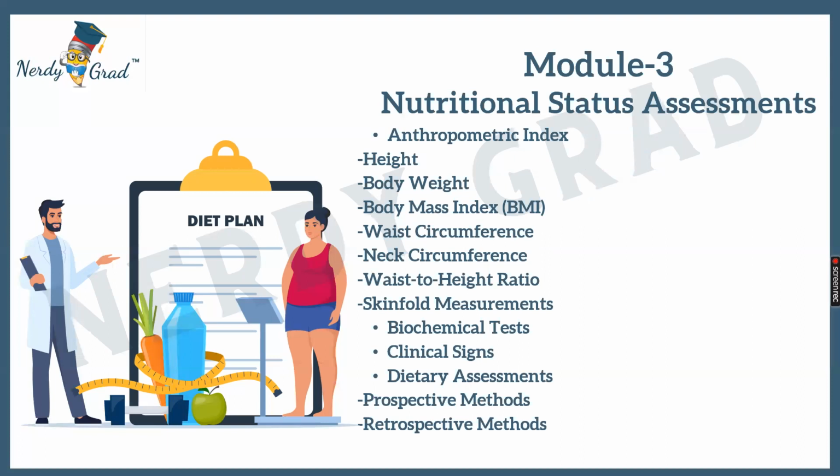In module 3, we'll be talking about the nutritional status assessments. So this includes the ABCD method. A is the anthropometric index, under which we will be talking about the height, body weight, body mass index, waist circumference, neck circumference, waist to height ratio, and certain skin fold measurements. B stands for biochemical tests, C stands for clinical signs, and D stands for dietary assessments, under which we'll be talking about the prospective and the retrospective methods.